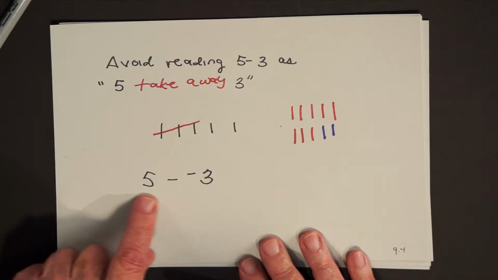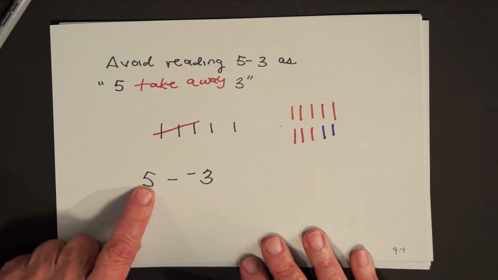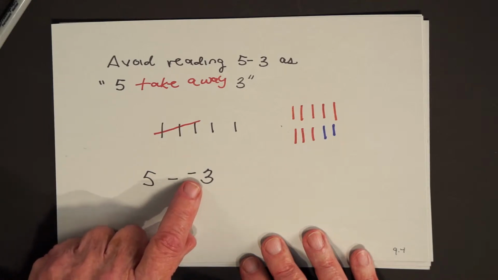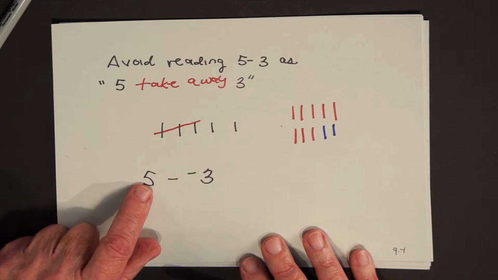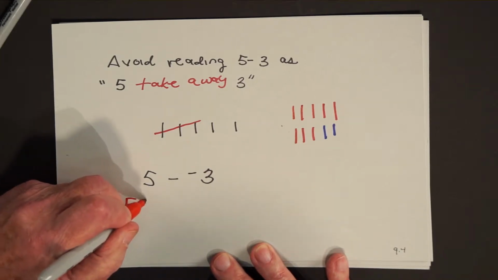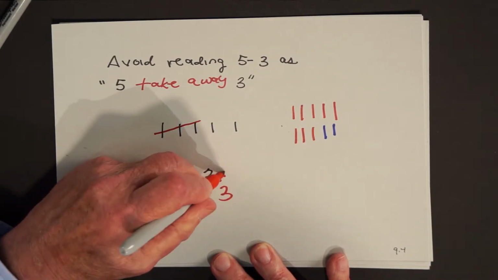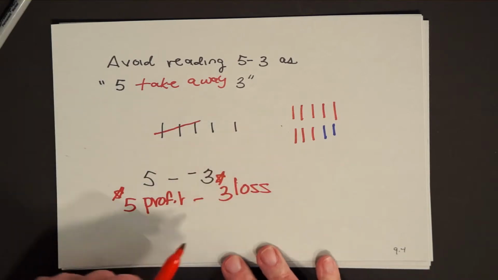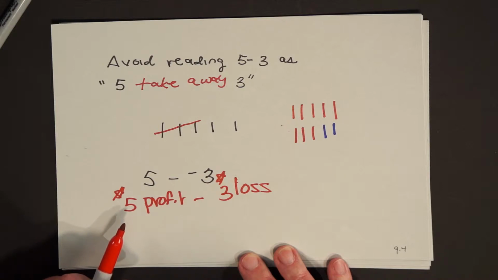However, there are cases where one can interpret this to have a real physical meaning. For example, in terms of profit and loss, you can think of negative 3 as meaning a $3 loss, and 5 as being a $5 profit. So you can read this. And the question is, what do you have to add on to a $3 loss to get a $5 profit?